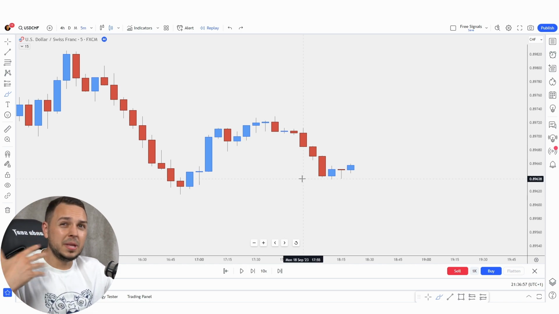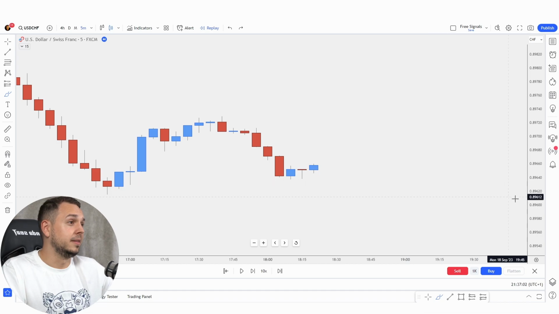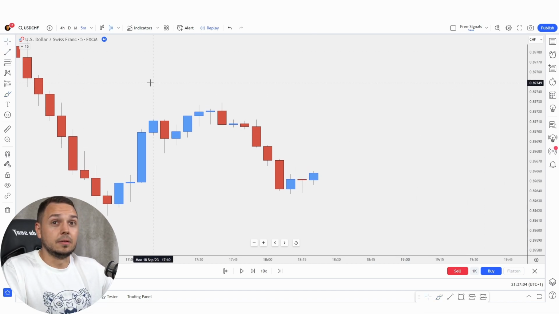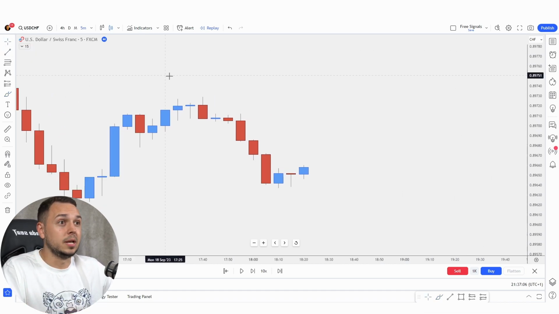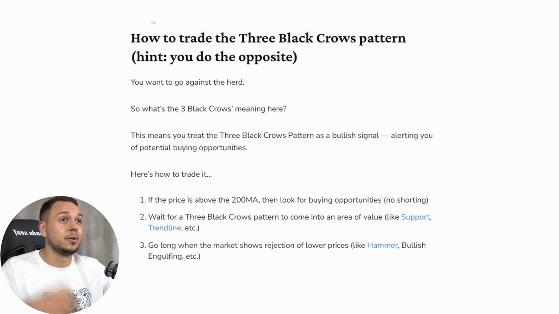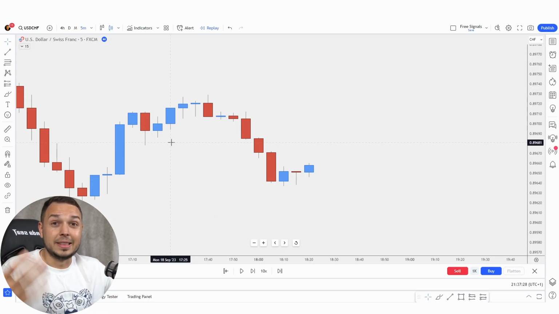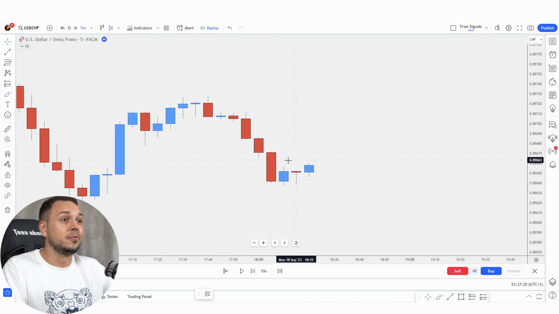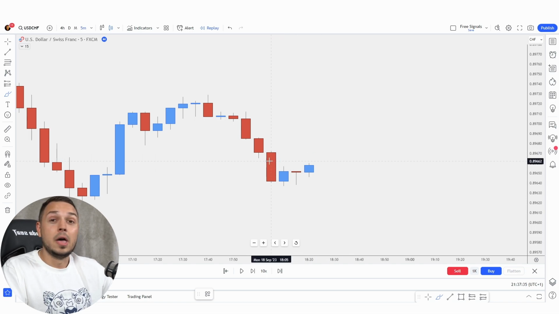And what I've been doing is trading the opposite of what the conventional method says. For some reason, it's been working really well. A while back, I read an article from Trading with Rayner, and he said how to trade the three black crows: hint, you do the opposite. It made me laugh, and I started doing it, and it actually works. So props to him for spotting it. He obviously does it for stocks, but it definitely works for Forex as well.